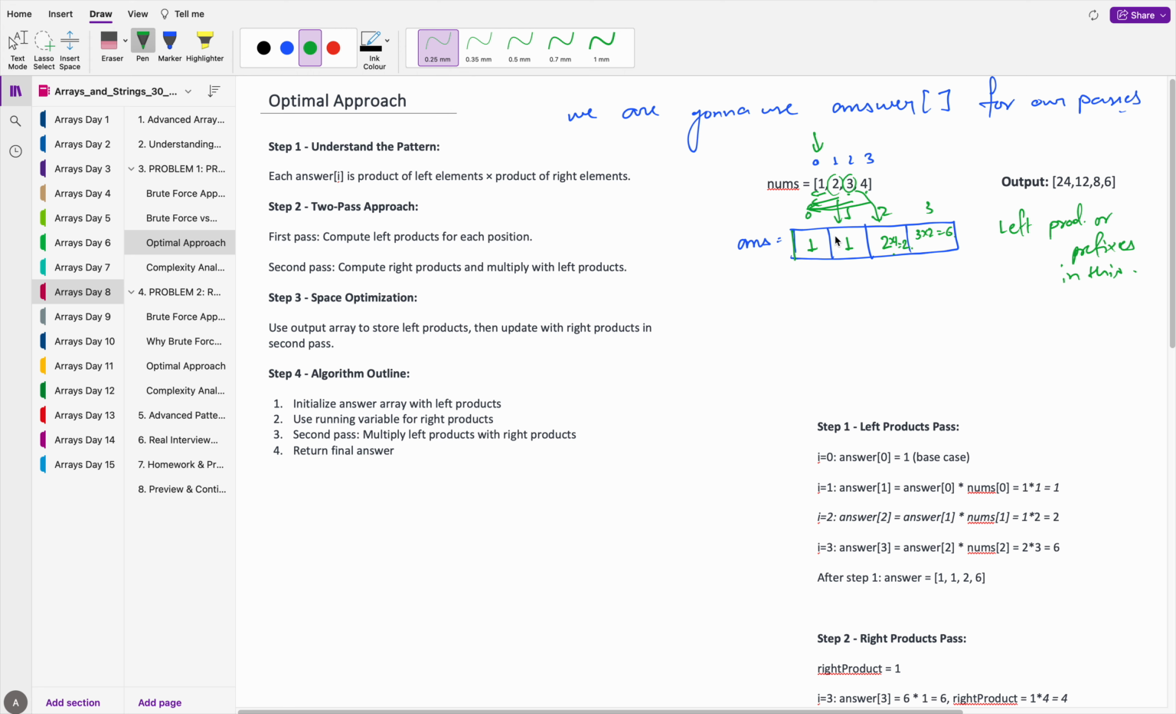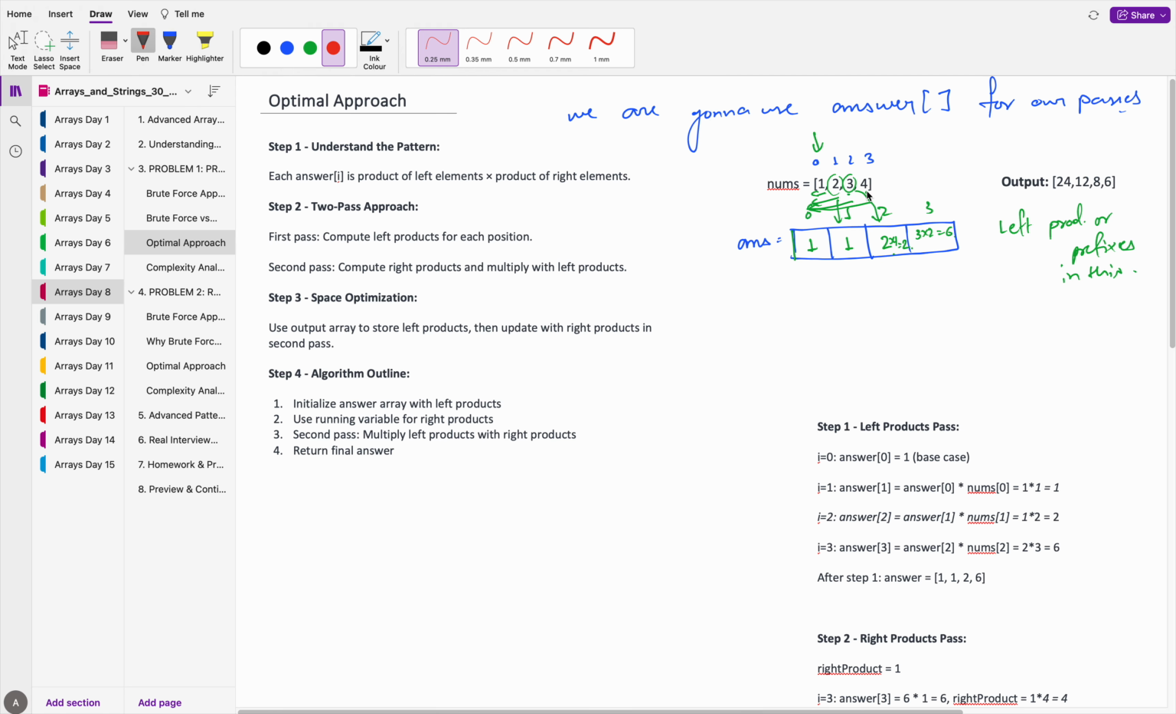Now, ये first pass हो गया. For our passes, है ना. So in the first pass we have calculated the left product. Okay. Now look at this very, very carefully. Traverse this array in reverse order for the right products.